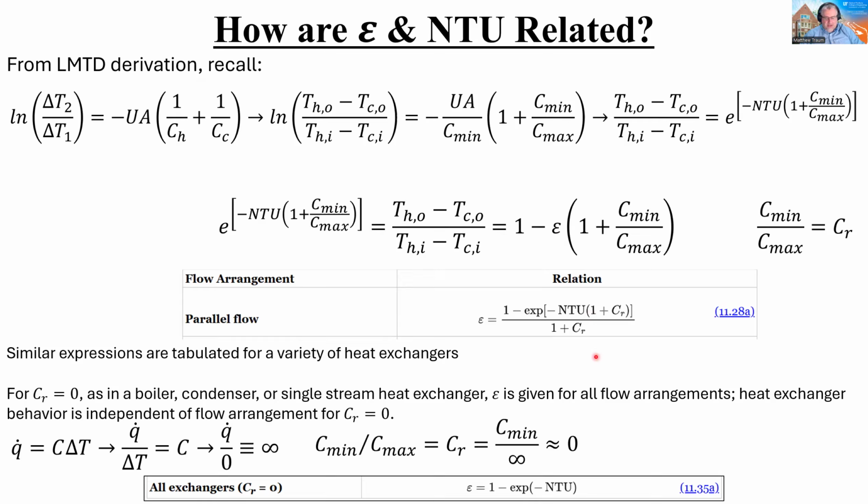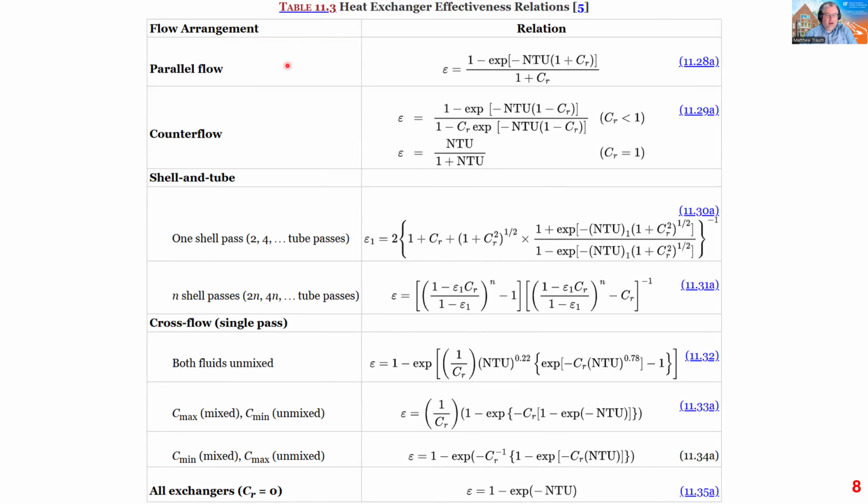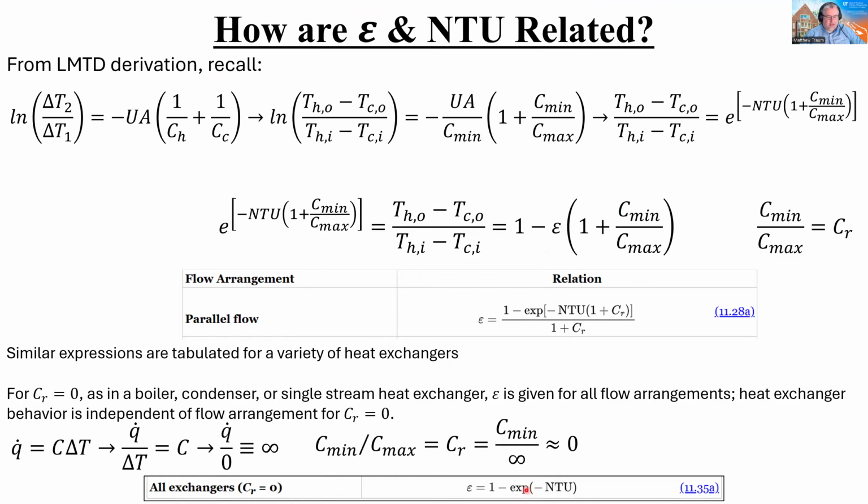Okay. And so these things all get, as I mentioned before, tabulated for all kinds of different heat exchanger types. So we have parallel flow, counterflow, shell and tube, one pass, multiple passes, cross flow, both fluids mixed, one fluid mixed and the other unmixed, both of them mixed. And then we have this general expression for all heat exchangers where CR is equal to 0. This is probably the simplest of all the expressions, maybe with the exception of this one. But that one is for CR equals 1, where the two fluids have identical heat capacity.